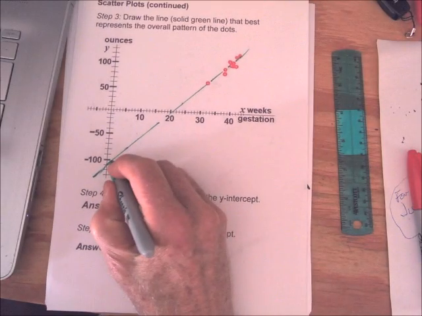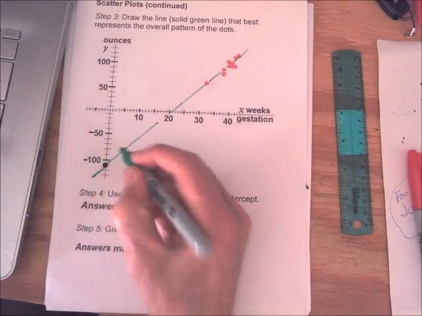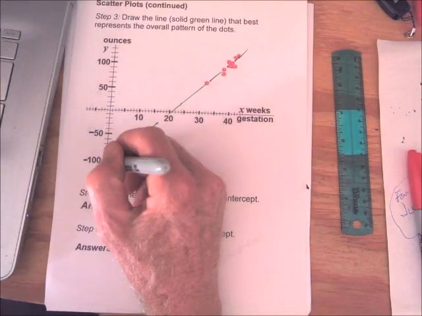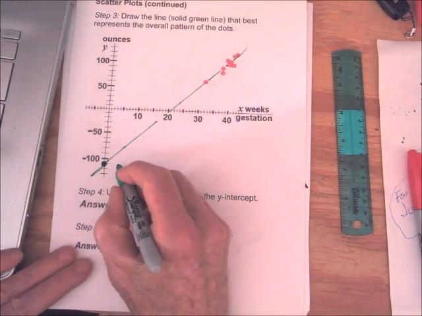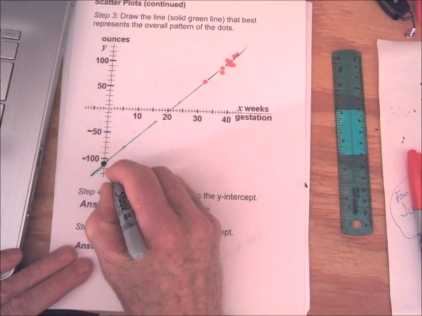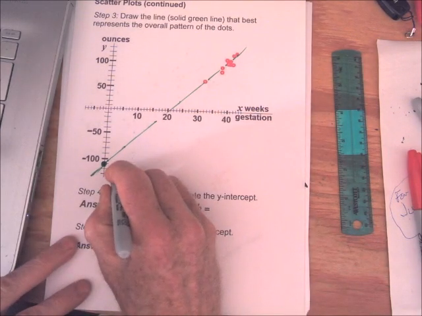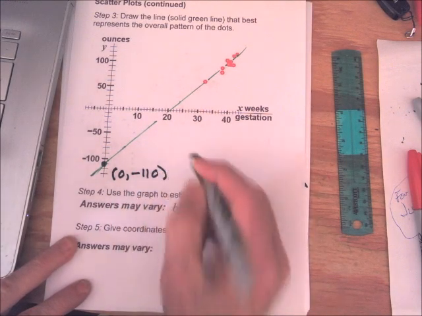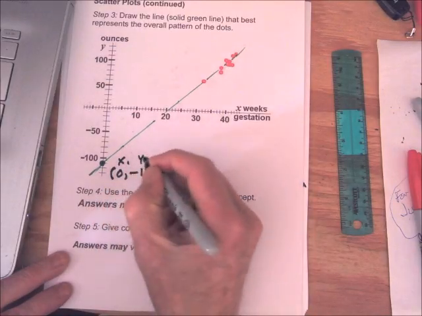So I usually like to pay attention to where it crosses the y-axis. It crosses the y-axis at approximately -110. And the x-coordinate of that point is going to be 0. So this would be a point on the line, (0, -110). And we can call that x1, y1.